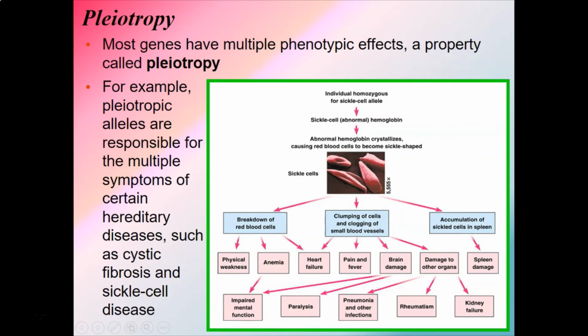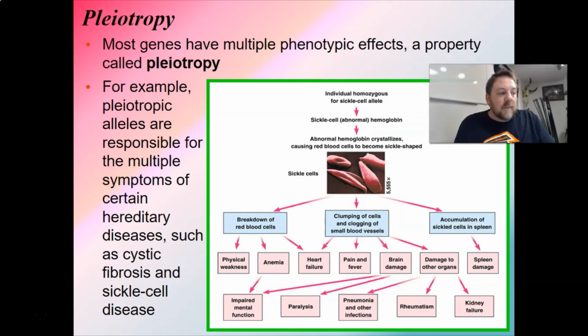Your spleen, look out. Your spleen's responsible for cleaning up your blood, and now you're throwing these little daggers into it all day. That's no good. And because of all the damage that this can cause, well, impaired mental function, paralysis, pneumonia, some other infections, rheumatism, right? It's when you're kind of attacking your own joints there, and kidney failure. So as you can see, this is why having sickle cell is so bad. It just ravages your system.